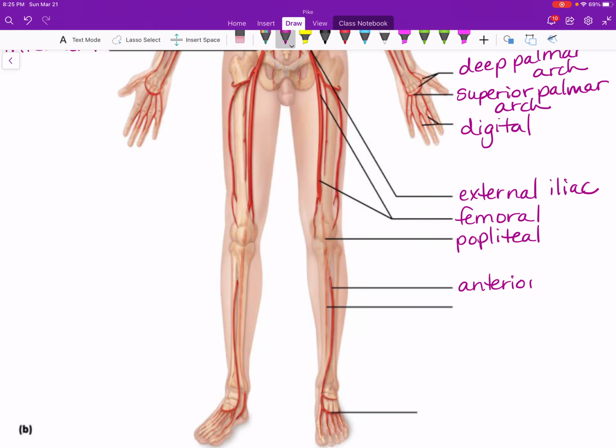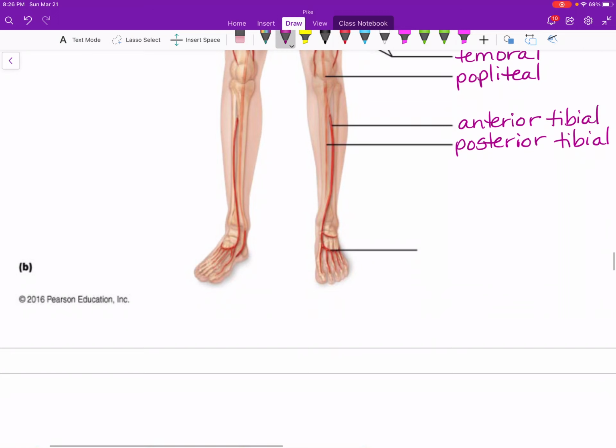Then we have the anterior tibial and the posterior tibial, going in front of and behind your tibia bone. And then on this picture, we're not seeing a whole lot of these arteries in the foot, but this is the arcuate artery. And then we are going to have the digital arteries supplying your little piggies.